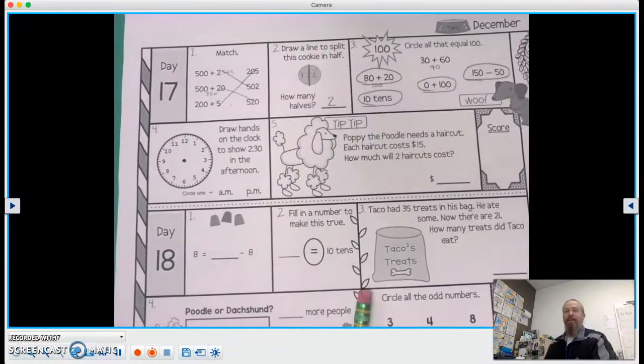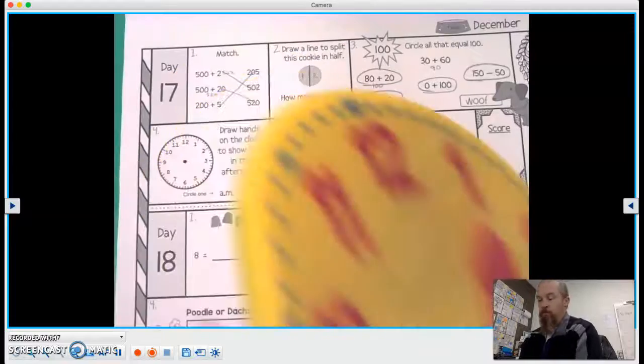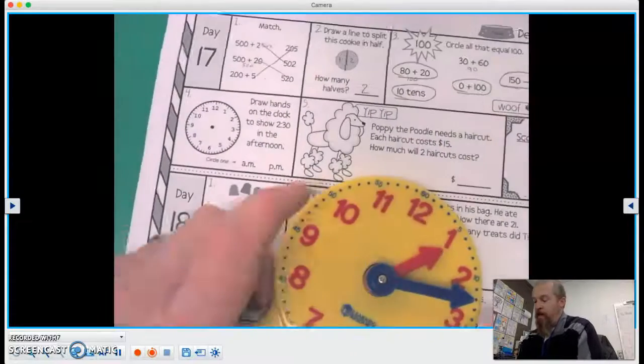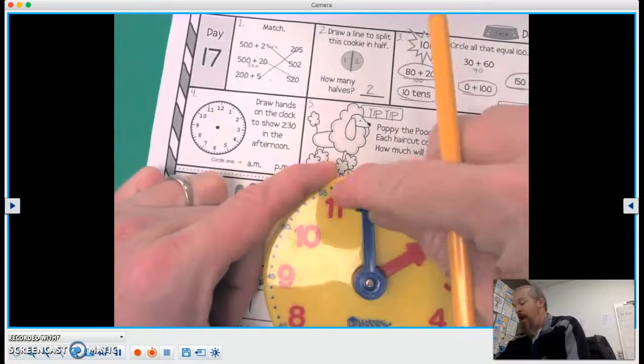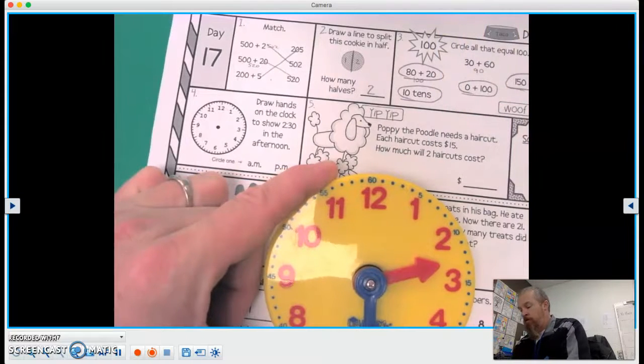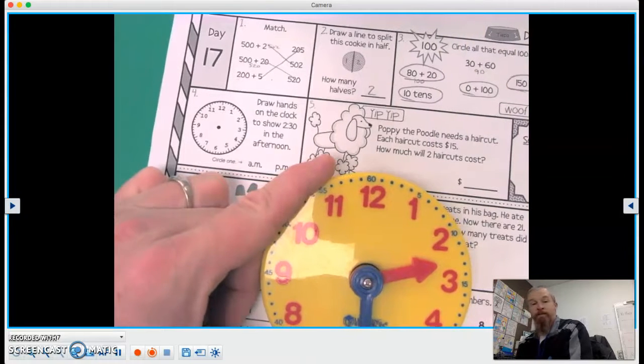All right. It says draw hands on the clock to show 2:30. Come here, clock. Where are you? There you are. Well, there's a little bit after 1, right? And let's see. It says 2:30. So there's 2. And then halfway around at the 30. 2:30 it says to show, right?